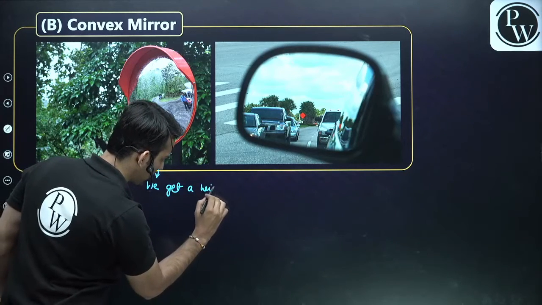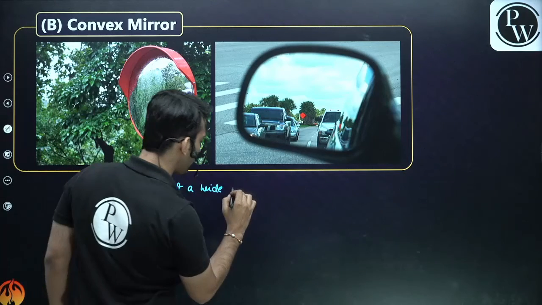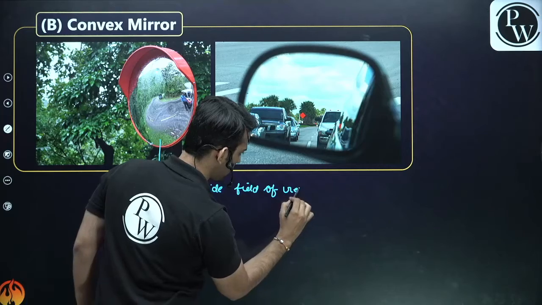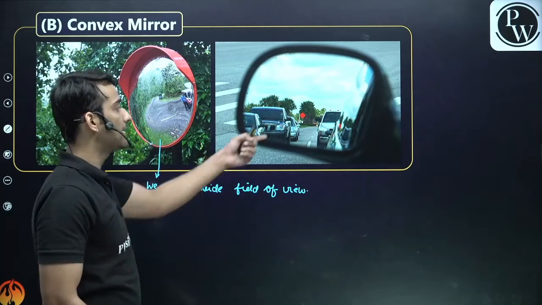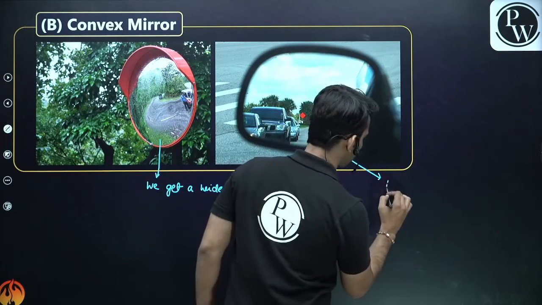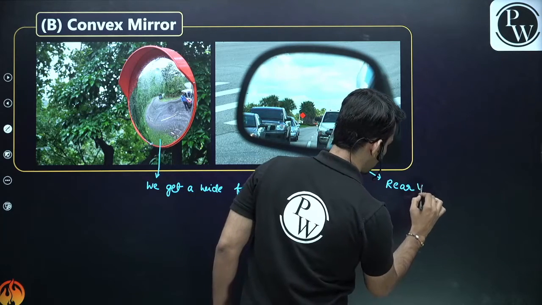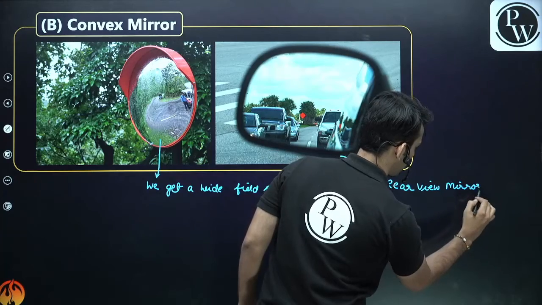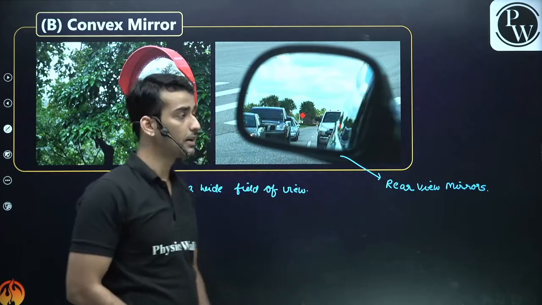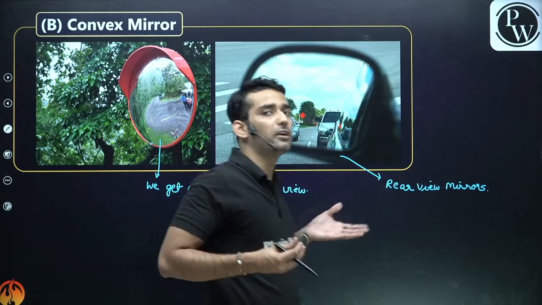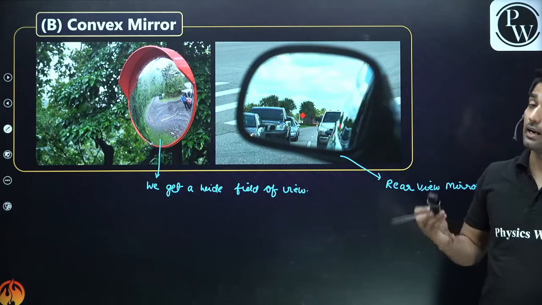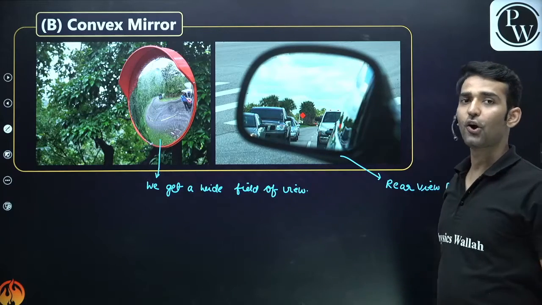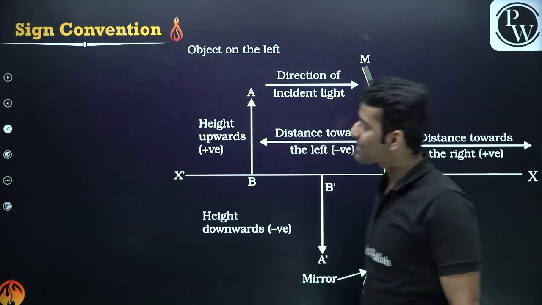A wide field of view. Clear? Similarly, the rear view mirrors in our vehicles have a convex mirror to get a wide field of view. We can see the complete traffic because of this convex mirror. Clear, guys? Okay. Now next is sign convention.